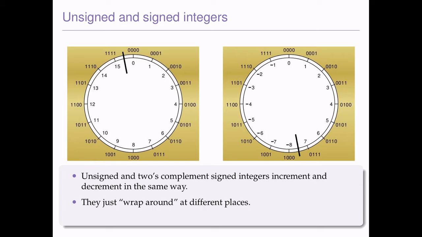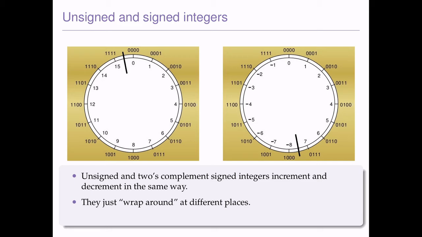The thing to get your head around in this one is that the wraparound takes place in different places. So an unsigned wraparound occurs when we go from 15 to 0, because we go over the top, because we don't have enough space to represent 16, and we go over the top to 0. So we wrap around from the end right back to the beginning.